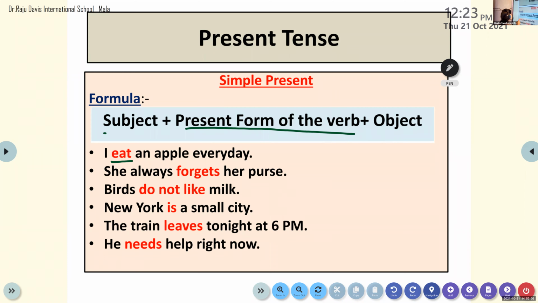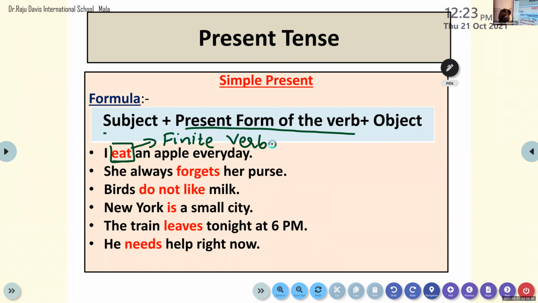So by looking at a verb, if we are able to identify the tense form, then such verbs are called finite verbs in English grammar. Finite verbs. I repeat, finite verbs. Finite verbs are verbs which help us to identify the tense form of a sentence. Such verbs are called finite verbs in English grammar.